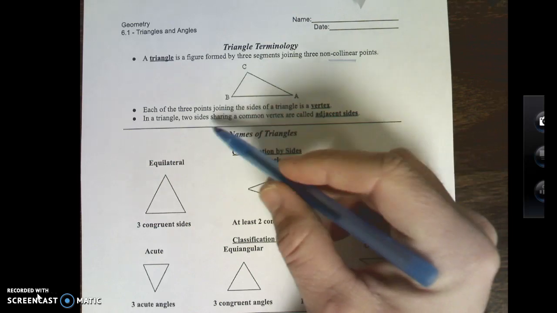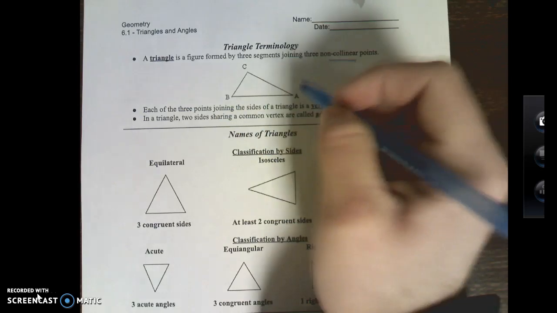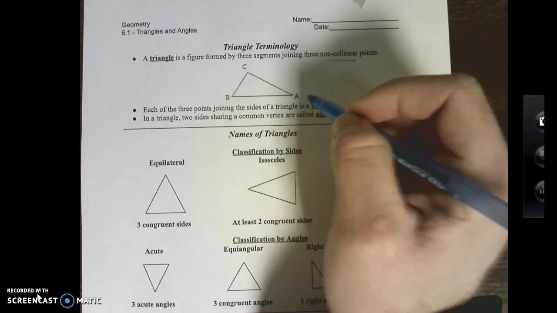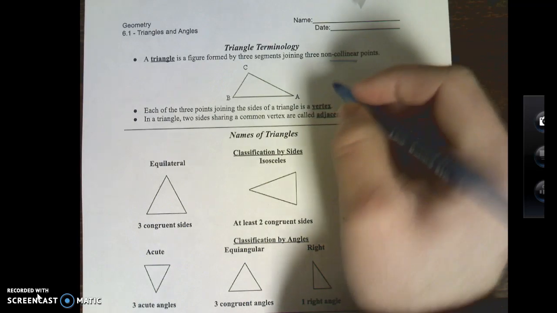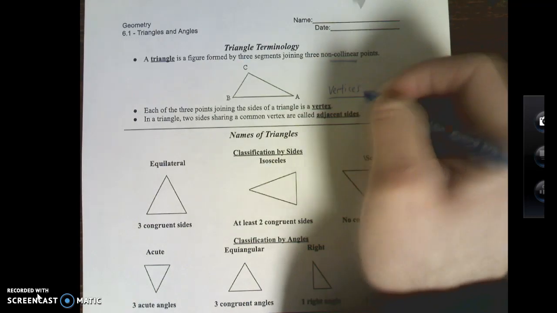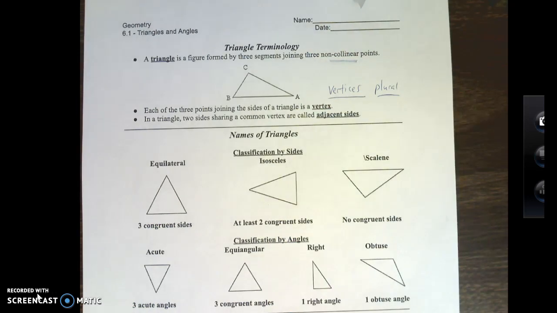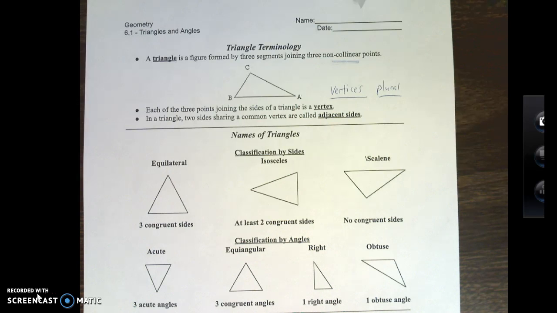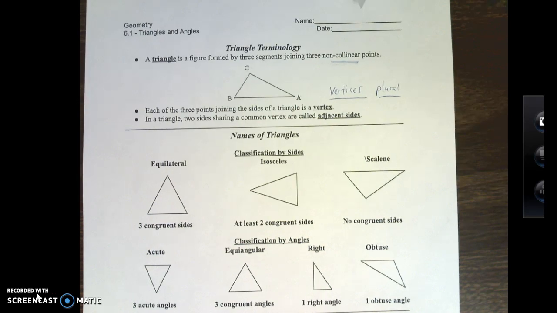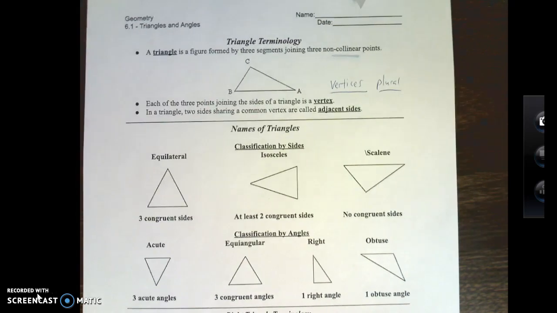Each of the three points joining the sides of the triangle is a vertex. So vertex, vertex, vertex. Every triangle has three of those. The plural is vertices, if you're talking about more than one. In a triangle, two sides sharing a common vertex are called adjacent sides. If they're right next to each other, think adjacent like you're standing next to a neighbor.